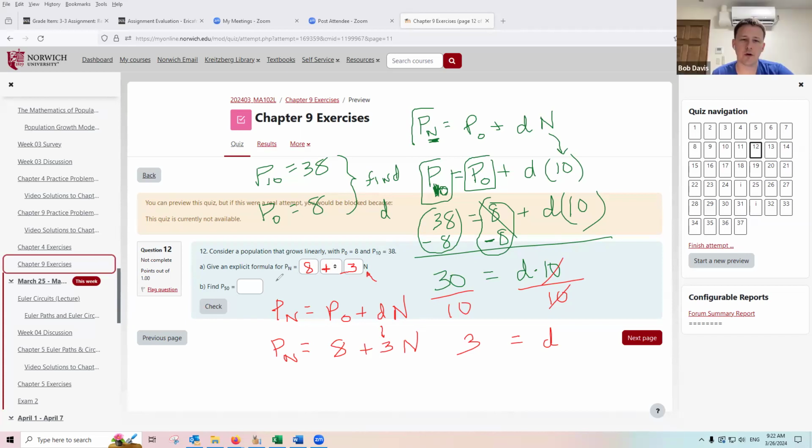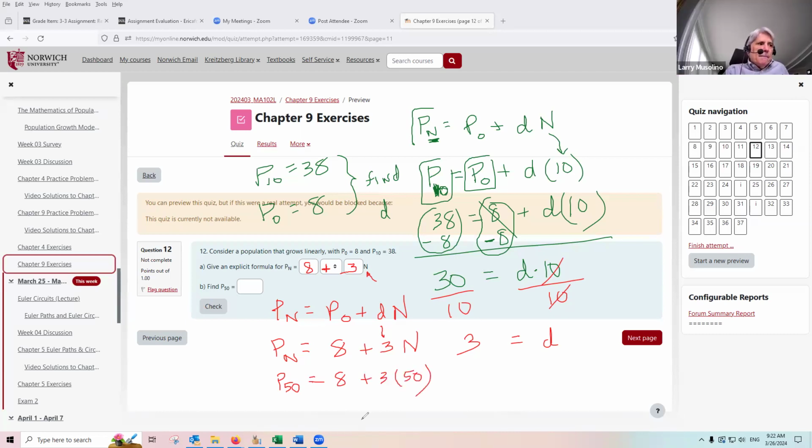And then for letter B, it would then just be P sub 50 equals 8 plus 3 times 50. You got it. Exactly. So 158. Got it.